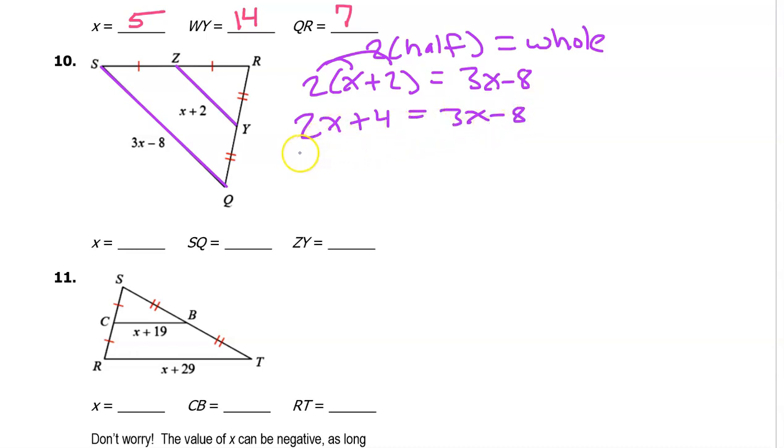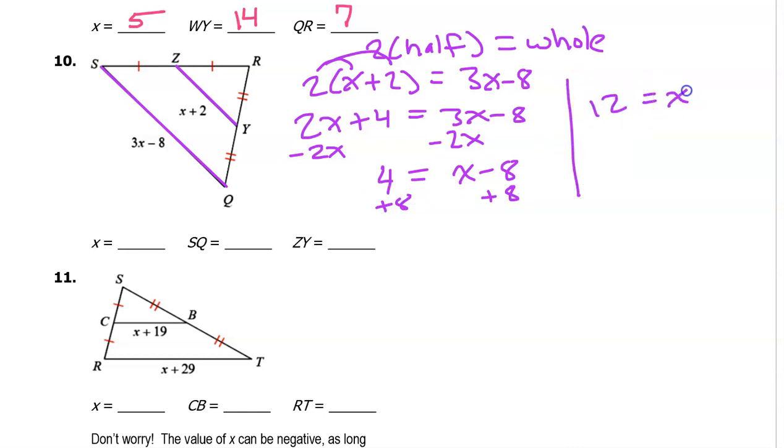Time to get these x's together. I like to subtract the smaller one just so that the x's will be on the same side of the equation. Just so I will get a positive x. So this will leave me with 4 equals x minus 8. Finally, I will add 8 to both sides. So that is going to give me 12 is equal to x. So we now know that x is 12.